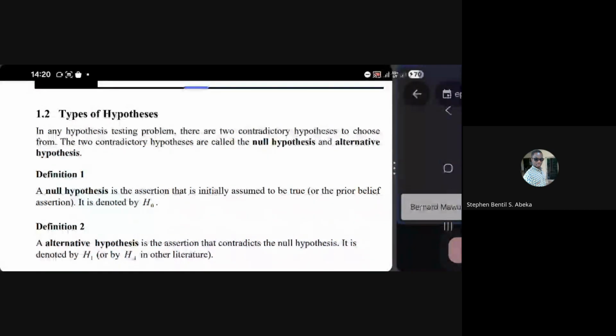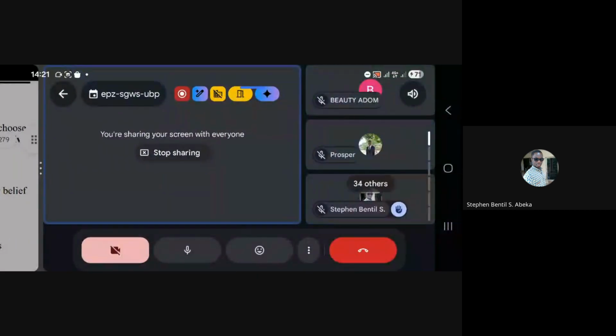Now we are looking at some types of hypothesis. There are two major types of hypothesis. We have the null hypothesis and the alternate hypothesis. So you are going to use your phones to search. In 5 minutes, you raise your hand and tell me what the null hypothesis is and what the alternate hypothesis is. Please, these form the foundation of your study. So if you don't get this foundation very well, you will not be able to understand anything.